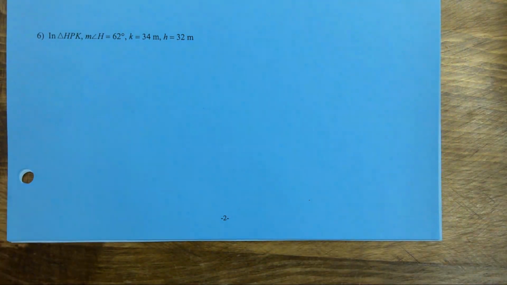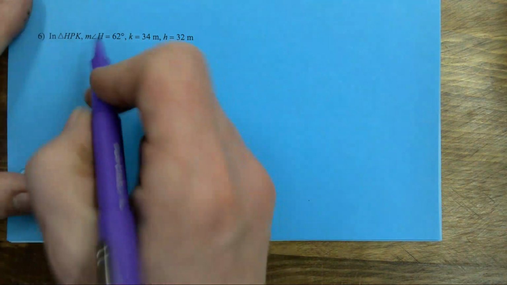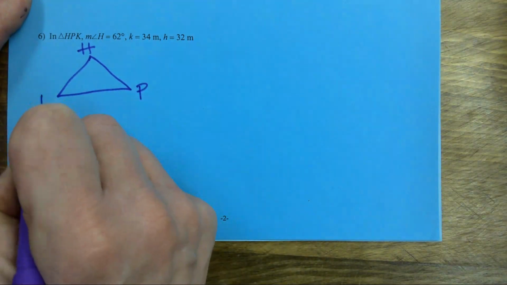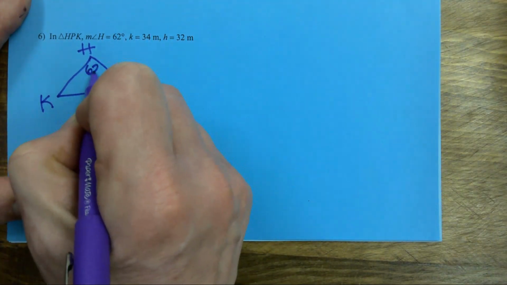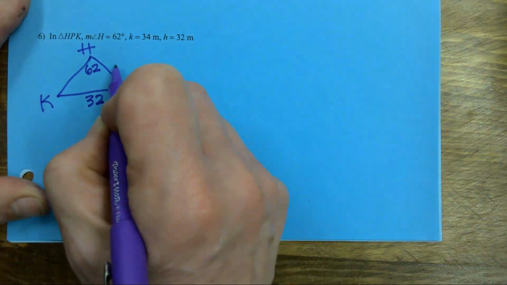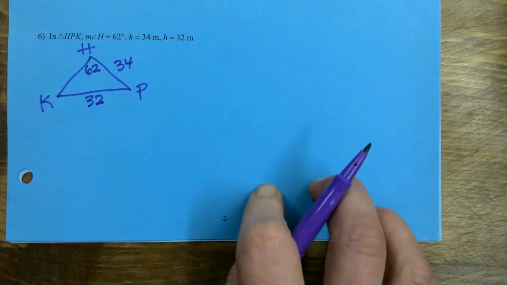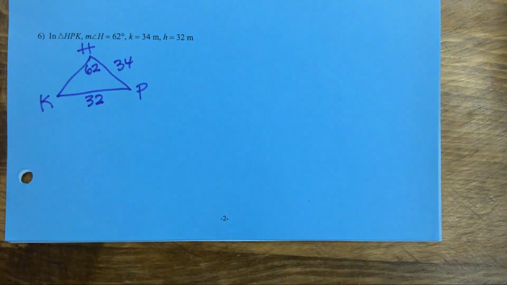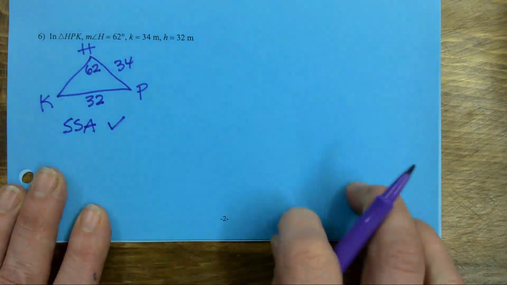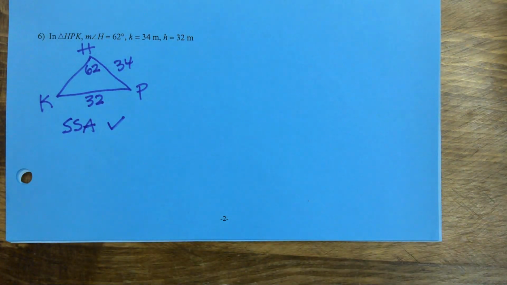We already know this is two solutions, but we're going to go through the whole process again. So I'm still going to draw my triangle. H, P, K. Angle H is 62, side H is 32, side K is 34. And I go through that process. Yes, this is a side-side angle. And again, all of them today will be side-side angles, so that's an automatic check.